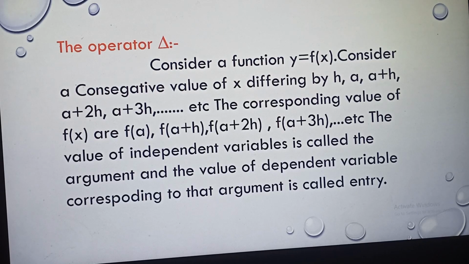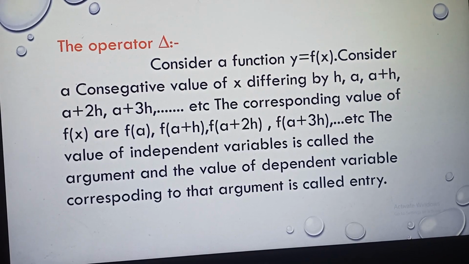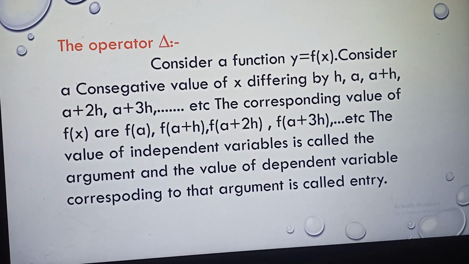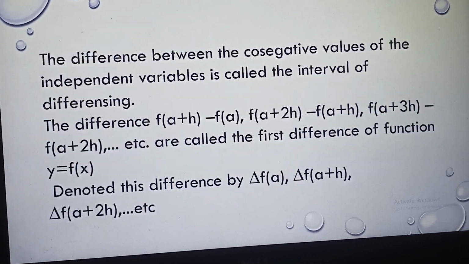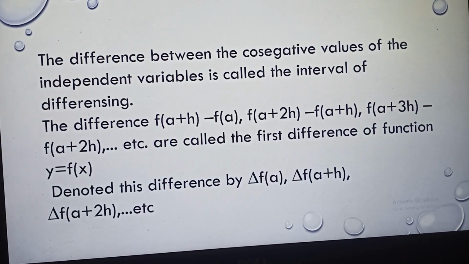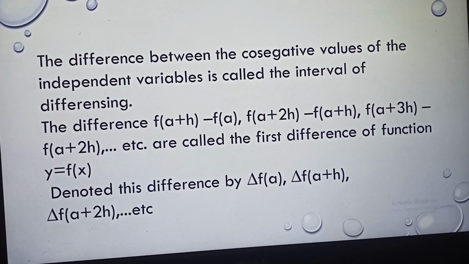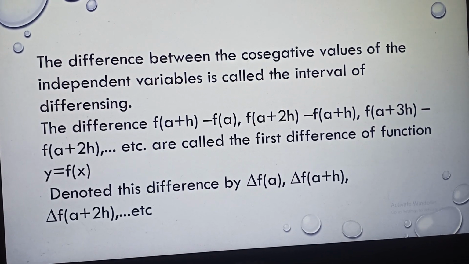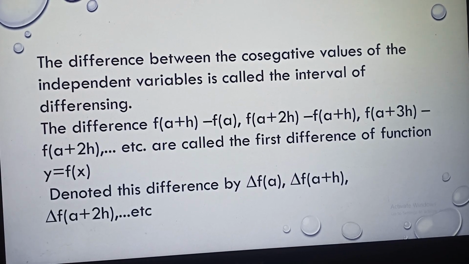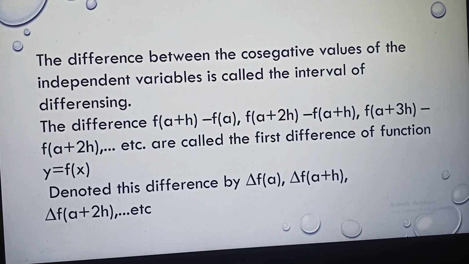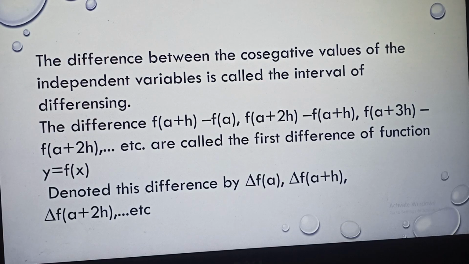The value of the independent variable is called the argument, and the value of the dependent variable corresponding to that argument is called the entry. The difference between consecutive values of the independent variable is called the interval of differencing. The differences f of a plus h minus f of a, f of a plus 2h minus f of a plus h, f of a plus 3h minus f of a plus 2h, etc.